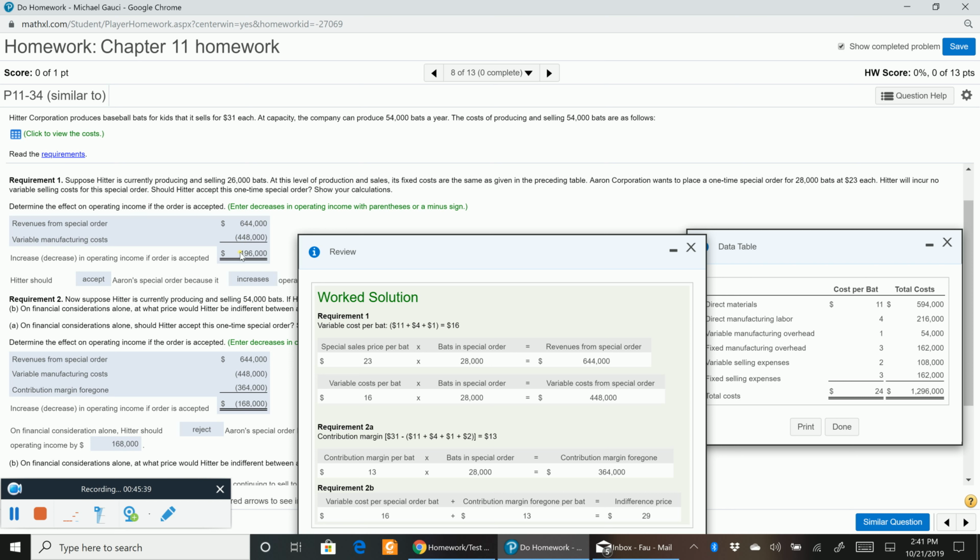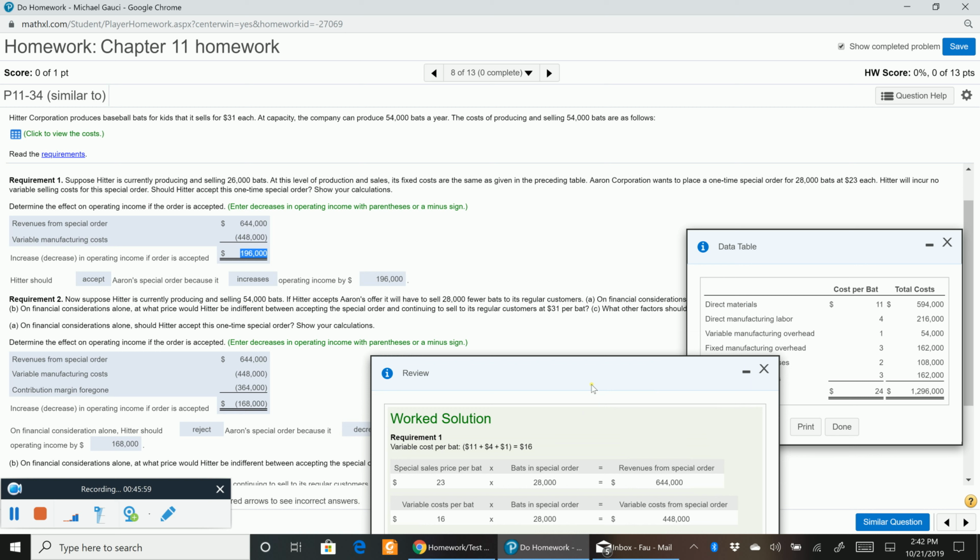The difference is 196,000 positive. So I would say accept the special deal. If we have all this idle capacity, we can at least accept a special order, which would give us additional contribution margin, additional operating income. Now the second requirement throws a little bit of a wrench into it.